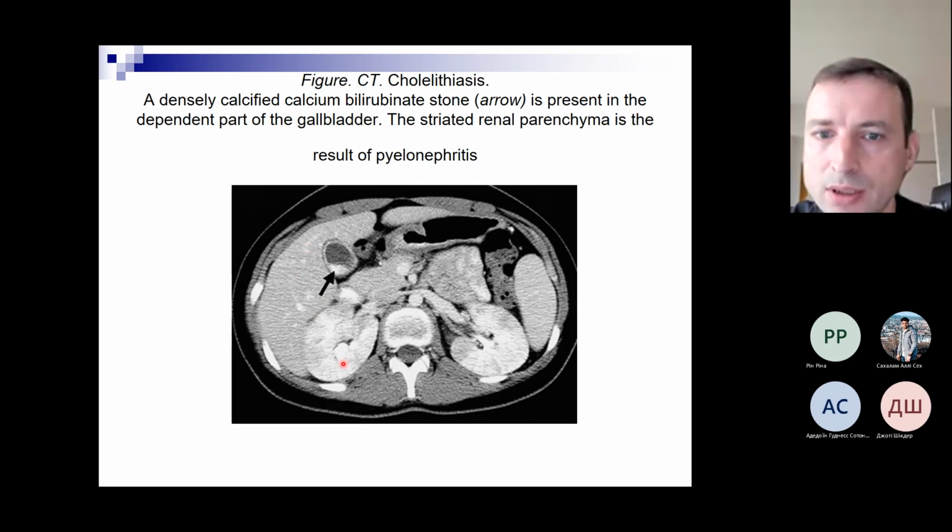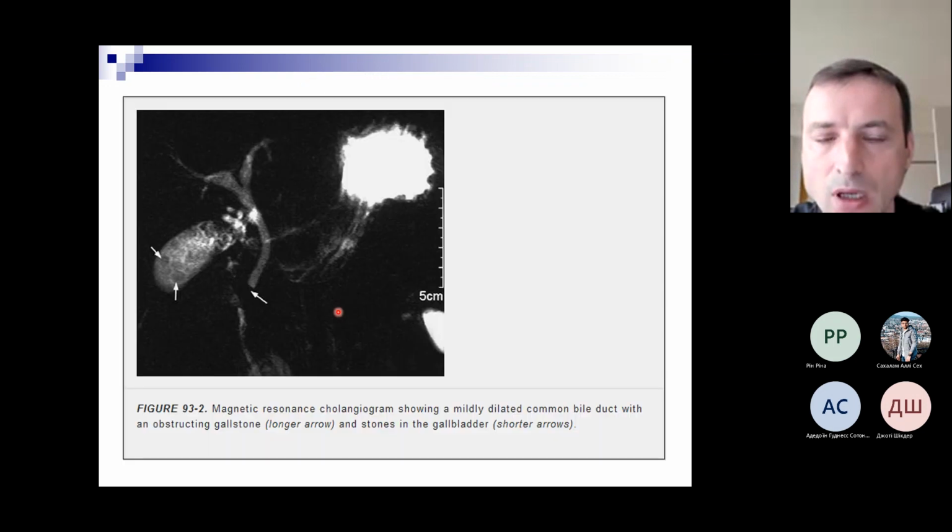In this CT, cholelithiasis, a densely calcified calcium bilirubinate stone, is present in the dependent part of the gallbladder. The striated renal parenchyma is the result of pyelonephritis. This MRI cholangiogram shows a mildly dilated common bile duct with an obstructing gallstone and stones in the gallbladder.